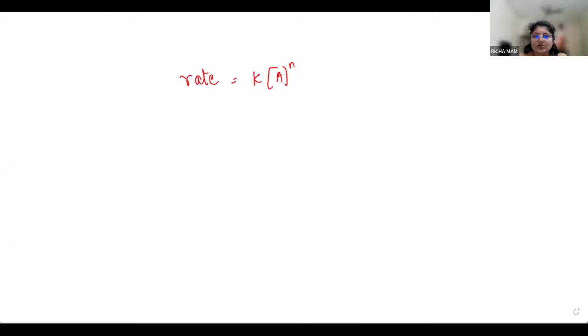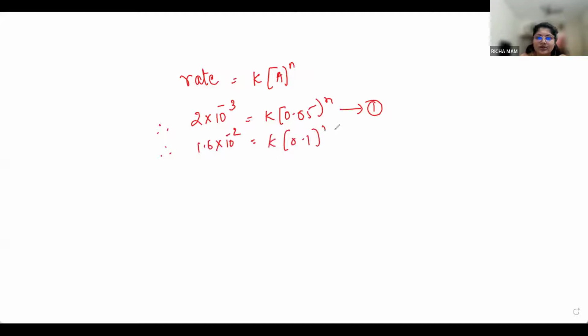Okay, just see, I'll do it here. I hope the white screen is visible. So what we said: rate is equal to k into A raised to n, right? With this, we have applied both the rate equations. So this is the first rate equation, that is k into 0.05 raised to n, and the second one is 1.6 into 10 raised to minus 2 is equal to k into 0.1 raised to n.